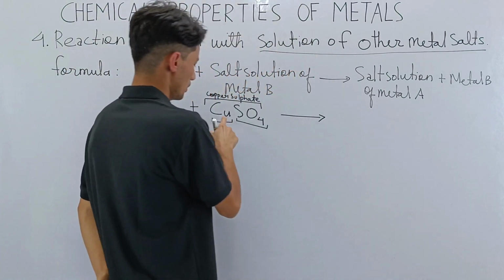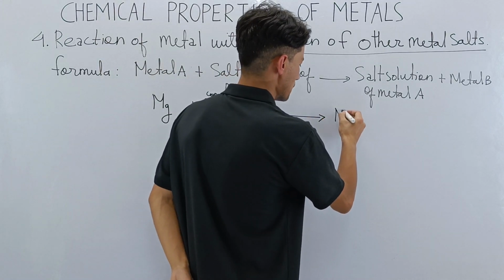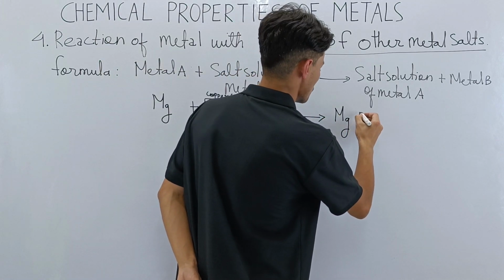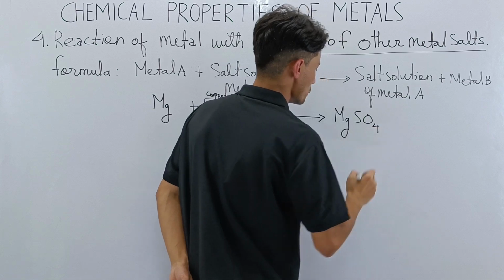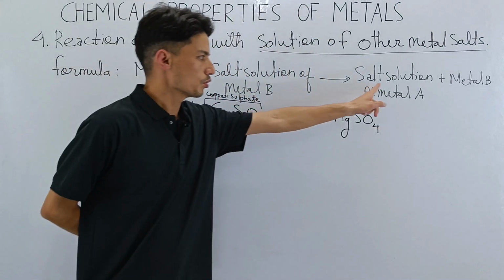So now magnesium will be found here. You will see Mg here forming a solution with sulfate. So you will get MgSO4. See, salt solution of metal A.